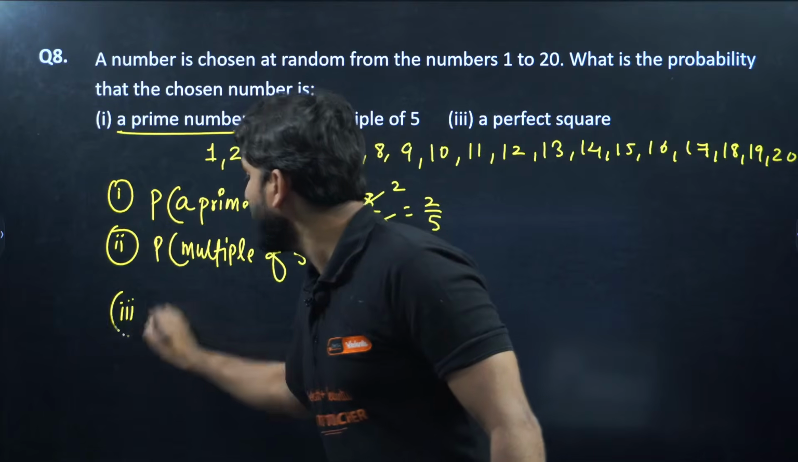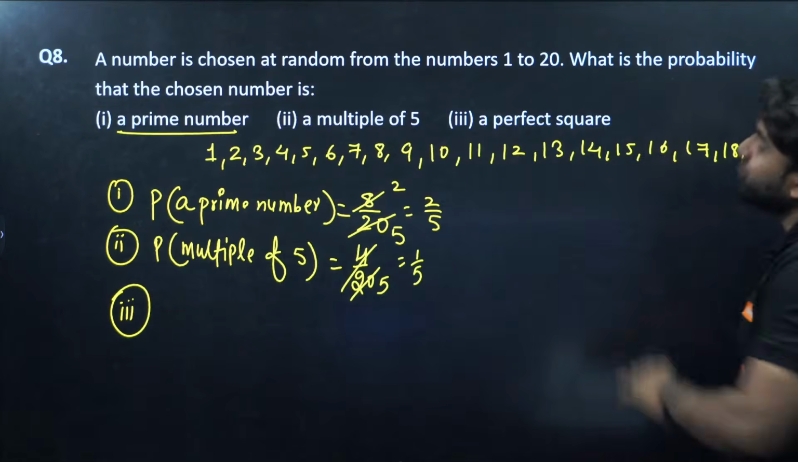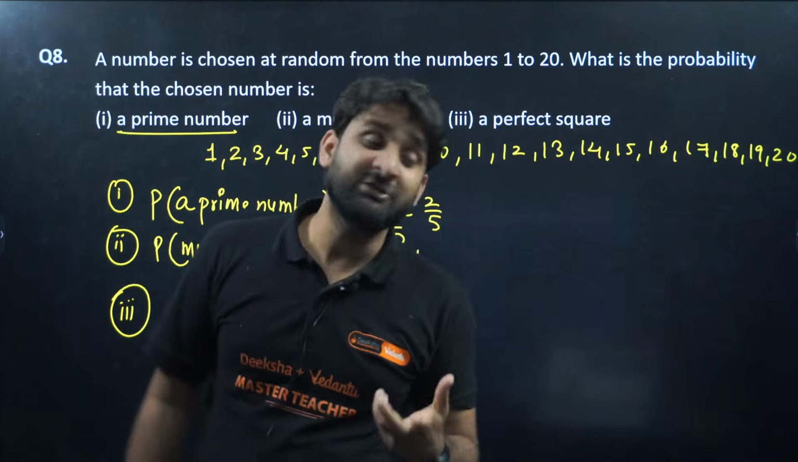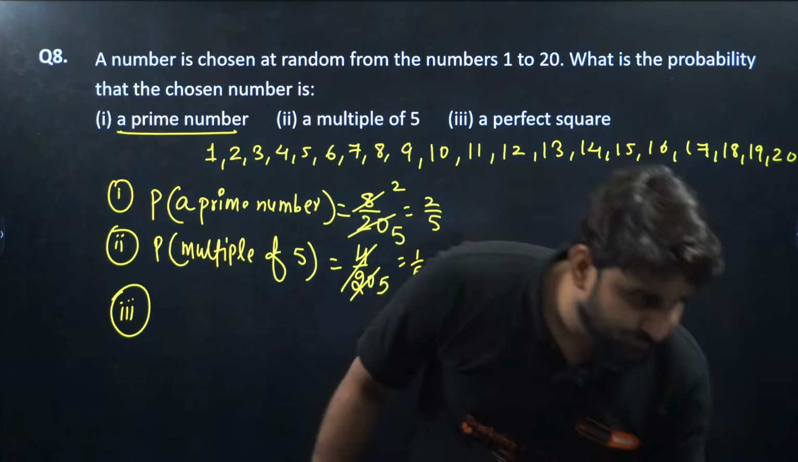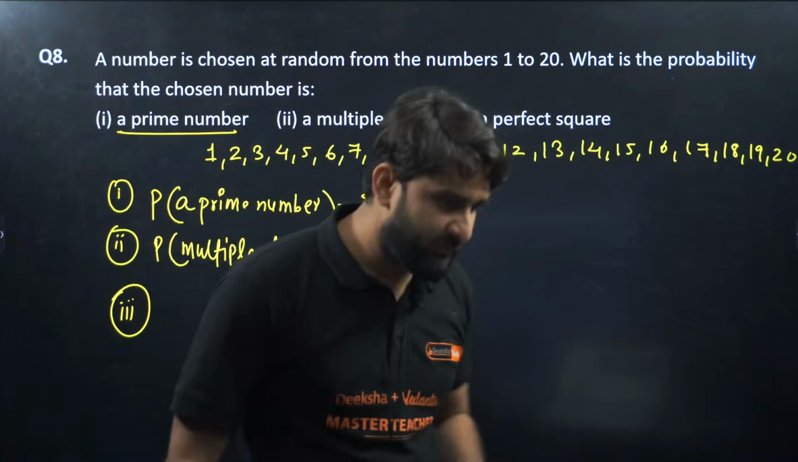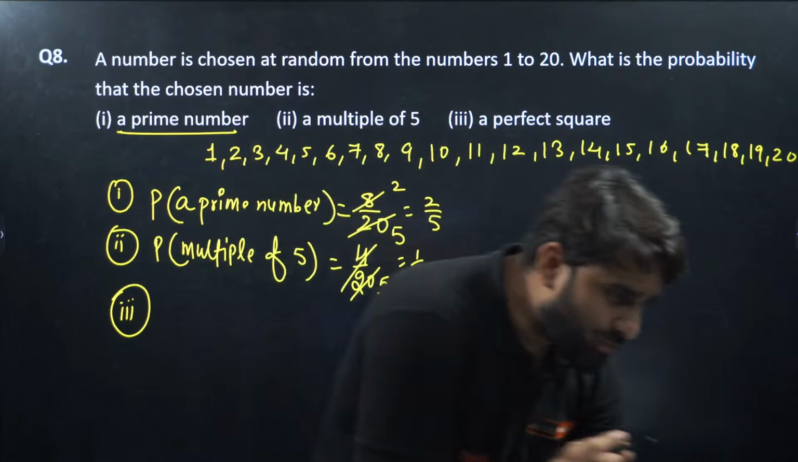Third is a perfect square. You know perfect square, whose root is possible.